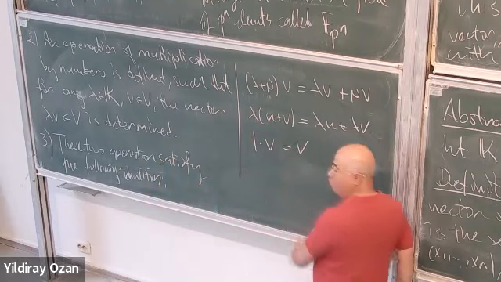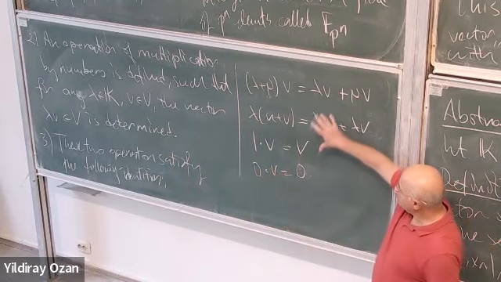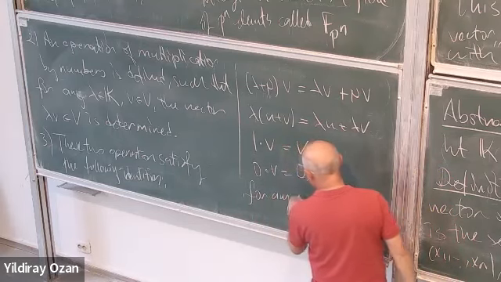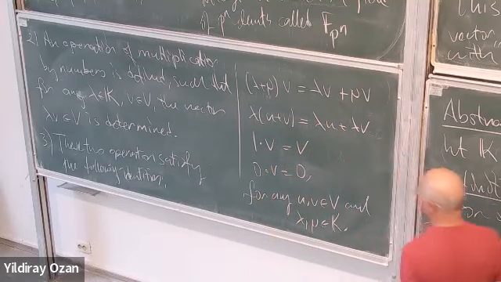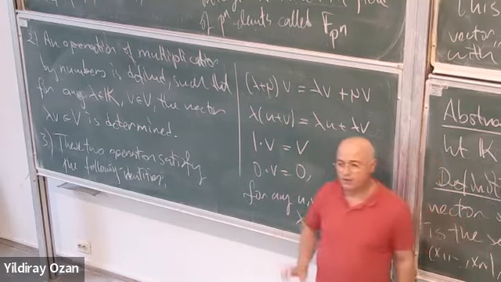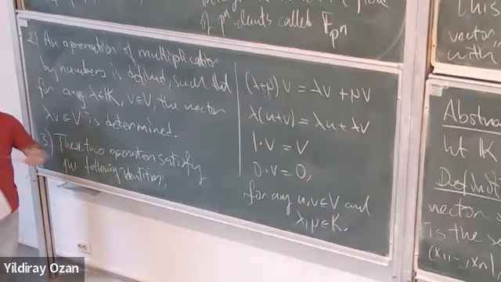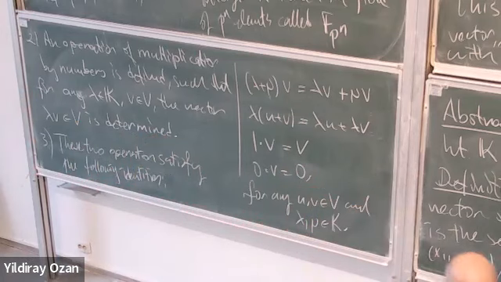One times v should always be v, and zero times v should always be zero. So these operations should satisfy all these identities for any u, v in V and lambda, mu in K. If these three conditions are satisfied, then we call V a vector space over the field K. This definition is good enough for all our purposes. V can be finite dimensional, or it can be infinite dimensional. This definition works for all of them. All right, let's stop.